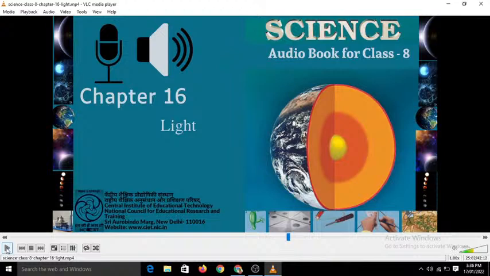तो ये हमारे लिए visible है, and it is always in the same series, that is the VIBGYOR, जिसमें 7 colors होते हैं और इसका पैटर्न हमेशा ही सेम होता है.